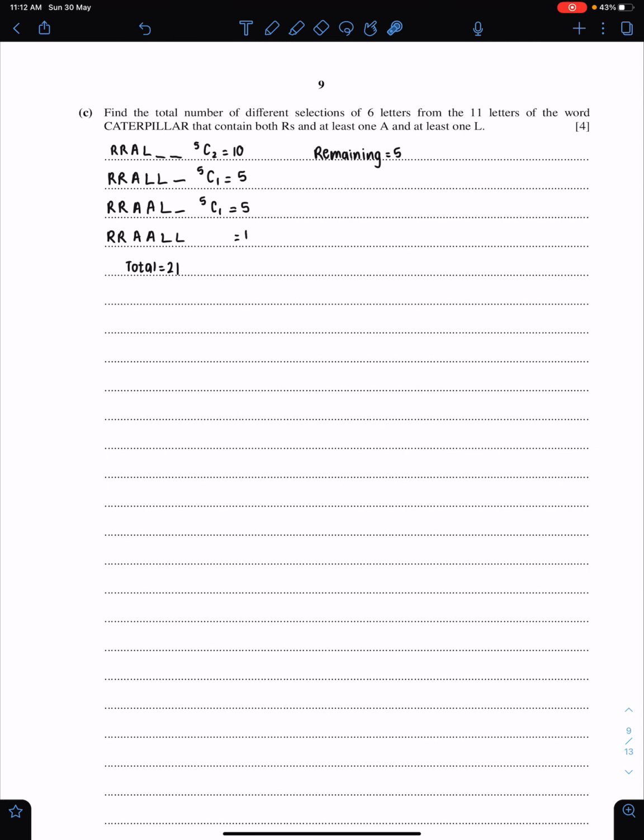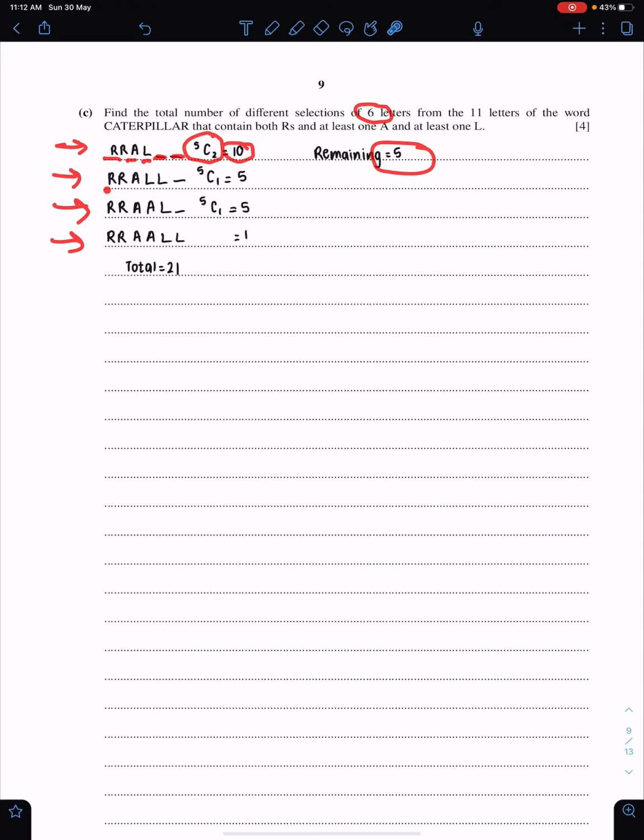Last part of this question: find the total number of different selections of 6 letters from the 11 letters of the word caterpillar that contain both R's and at least one A and at least one L. Now you need to make separate selections, covering all possible selections. So 2 R's, 1 A, 1 L. Remaining letters are 5. Altogether we need 6 letters, so you need 2 more letters from the remaining 5, so 5C2, 10.